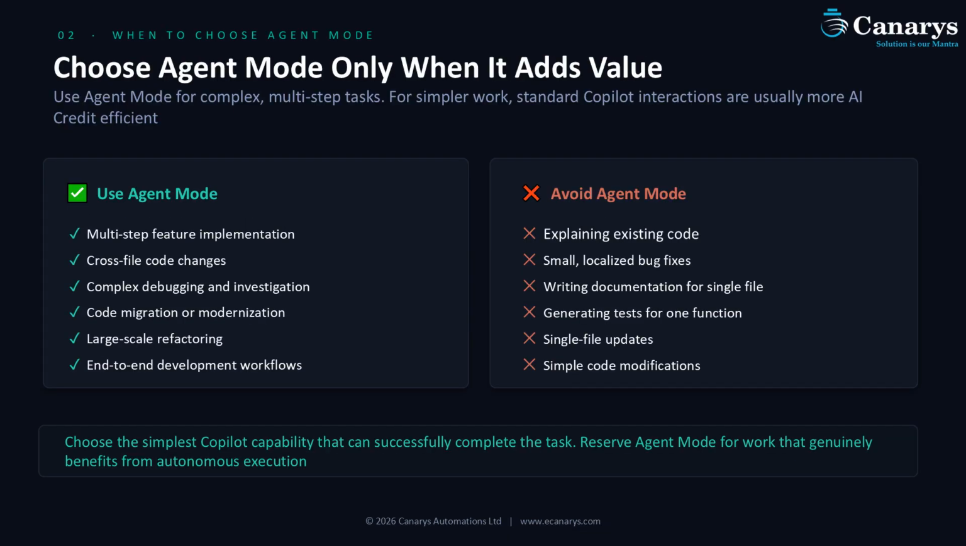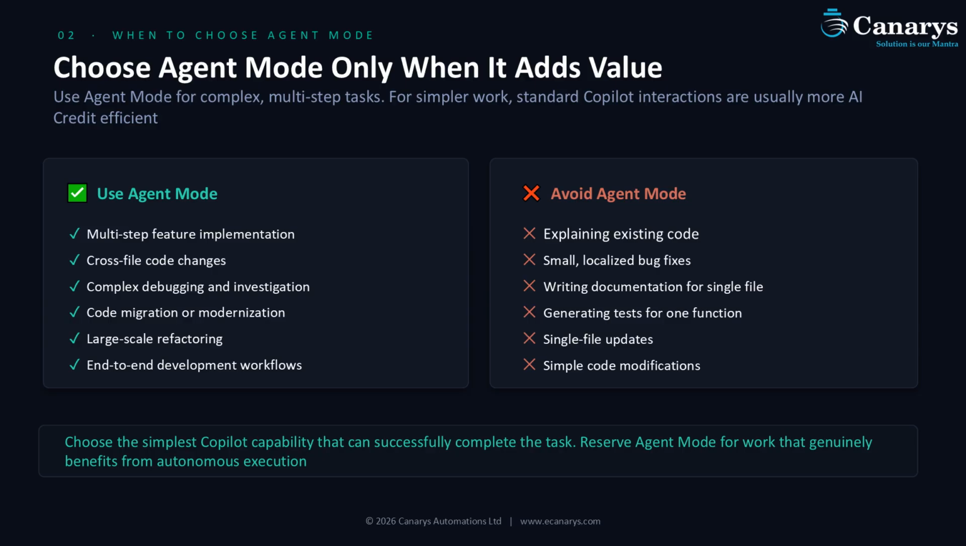Agent mode is best suited for complex, multi-step tasks that require planning, cross-file changes, investigation, or end-to-end execution. In these scenarios, its autonomous capabilities can significantly improve productivity. For simpler tasks, such as explaining code, fixing a small issue, updating a single file, or generating documentation or tests for one function, standard Copilot interactions are usually more AI credit efficient while delivering the same result. The key takeaway is to choose the simplest Copilot capability that can successfully complete the task. Reserve agent mode for work that genuinely benefits from autonomous execution.